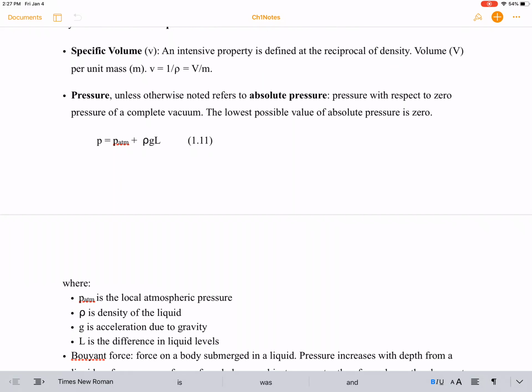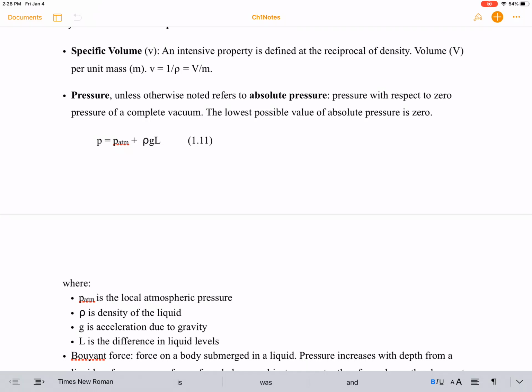Specific volume: volume is a capital V. For specific volume, we divide the volume of the system by the mass of the system. It's an intensive property, meaning that it's not additive, and it's also defined by the reciprocal of density. Density is the rho, and specific volume is a little v, and little v is 1 over rho, or the reciprocal of density, which also equals the volume divided by the mass. You may recall from chemistry and other classes that density is mass divided by volume. So again, specific volume is the reciprocal of that.